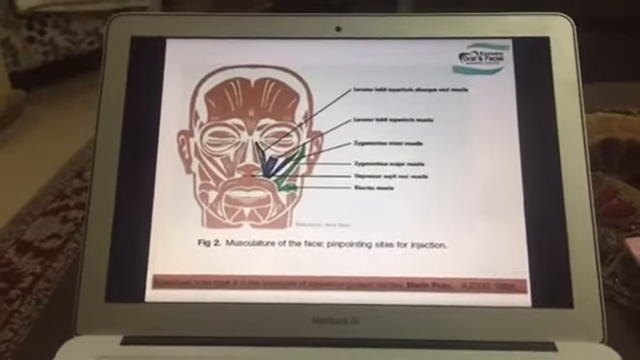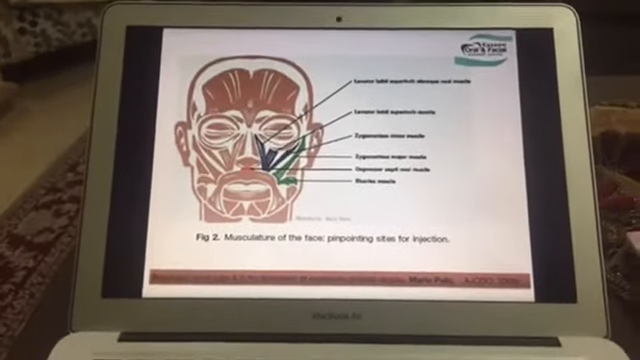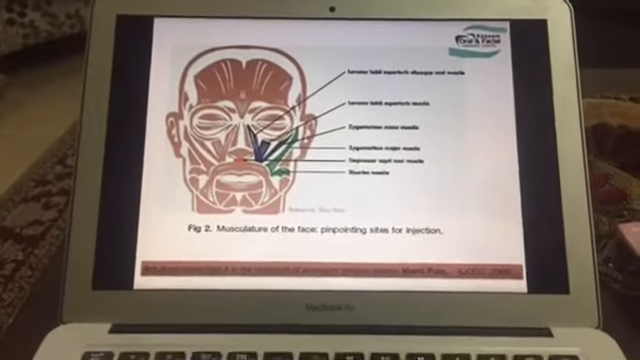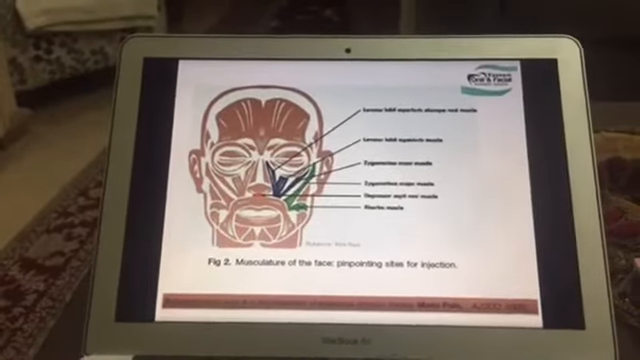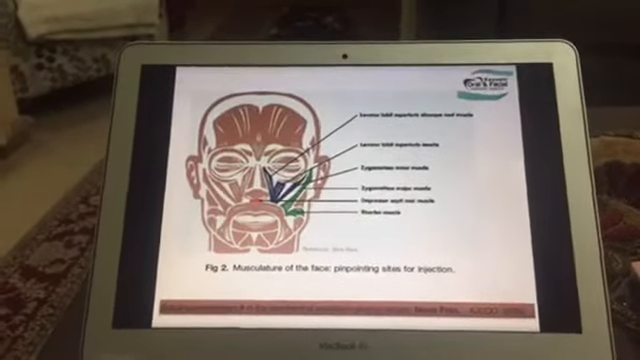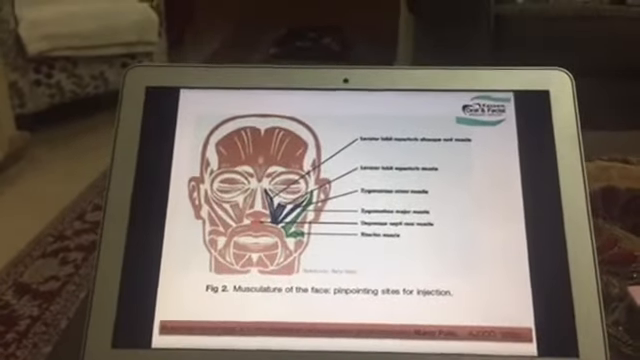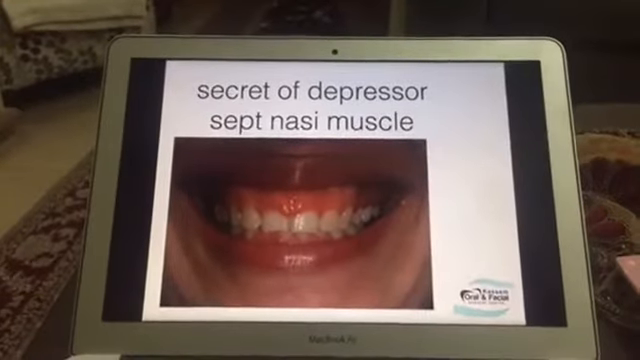Another modality, if you have a hyperactive lip, we can use some material to relax the muscle of the smile. Which is the most important muscle in the smile? We have the zygomatic major muscle. This is called the smiling muscle. So this muscle is very, very important. And we have levator labii superioris, and depressor septi nasi. So we can inject in that muscle.